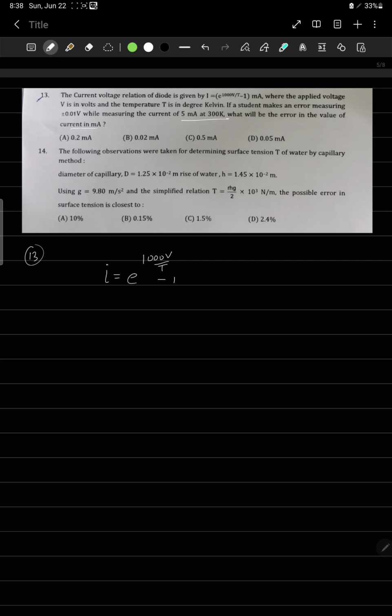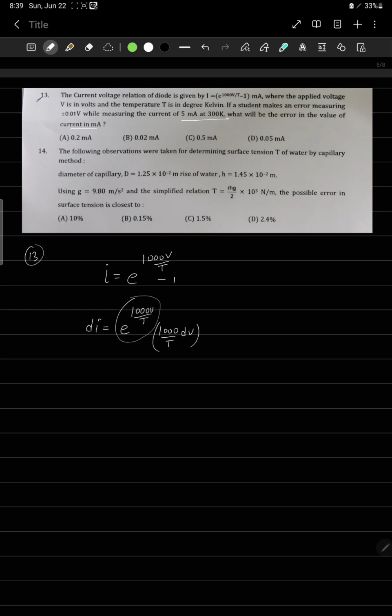So here, obviously, we cannot ignore the exponential function, so we'll start with the differentiation. dI = e^(1000V/T) × (1000/T) dV − 0. Right, so this is dI. We need to find dI here, but we'll calculate this value first. What is the value of this one?